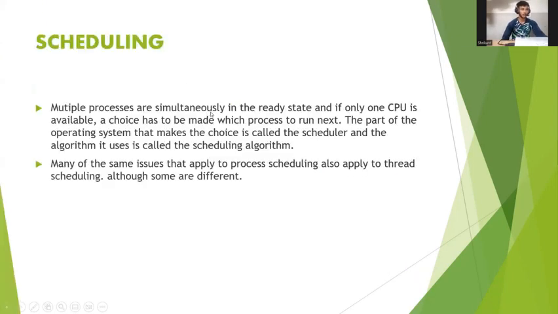My topic name is SRTF. Scheduling. Multiple processes are simultaneously in the ready state, and only one CPU is available. A choice has to be made which process to run next. The part of the operating system that makes the choice is called the scheduler, and the algorithm it uses is called the scheduling algorithm. Many of the same issues that apply to process scheduling also apply to thread scheduling, although some are different.